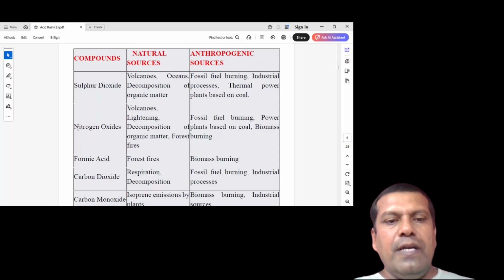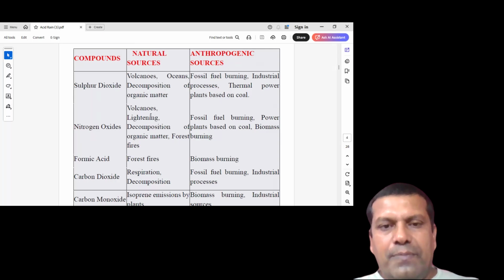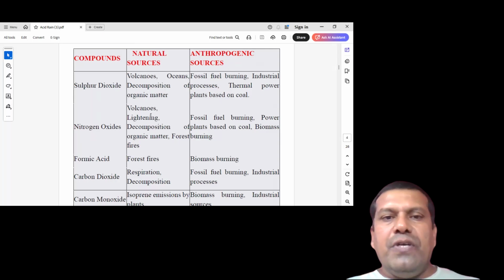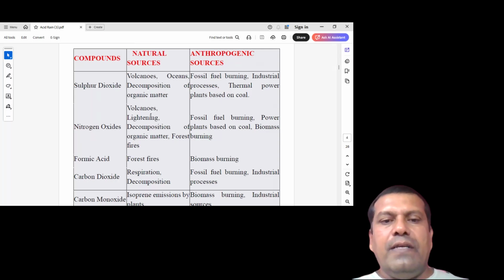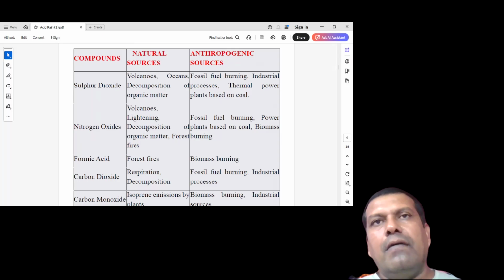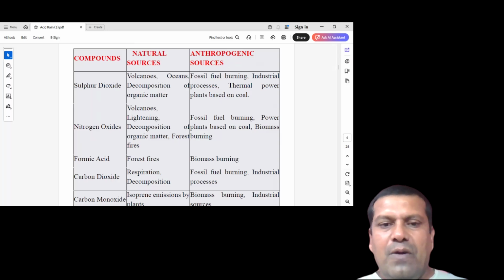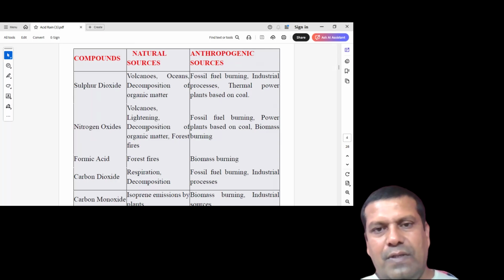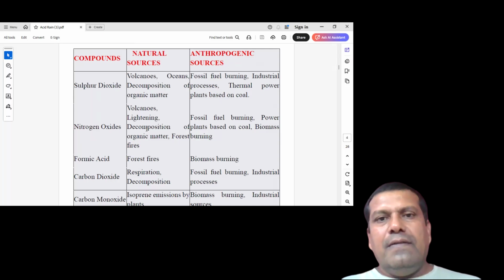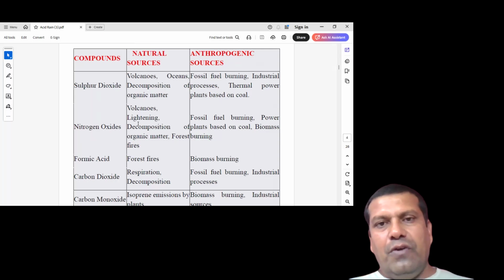Coming to nitrogen oxides, volcanic eruptions lead to the emission of various gases like sulfur and nitrogen. Similarly, lightning also releases nitrogen dioxide. Then there is decomposition of organic matter. When organic matter, like the remains of vegetables or crop residues, decomposes, that leads to the emission of nitrogen oxides.